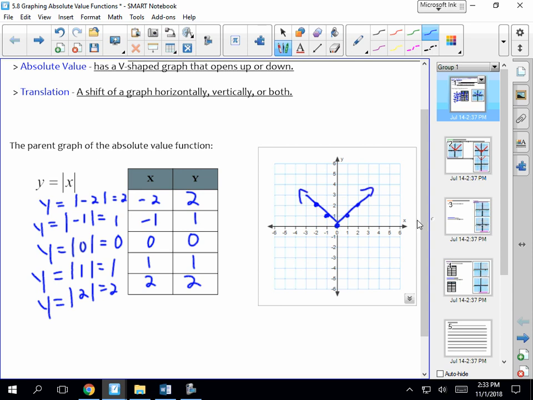So what we're going to do is take that V. This is the parent graph. You're asking what a parent graph is. This is a parent graph for all different translations and reflections of absolute value functions. We're going to take this, move it up or down, and move it left or right, and then we'll combine the two.